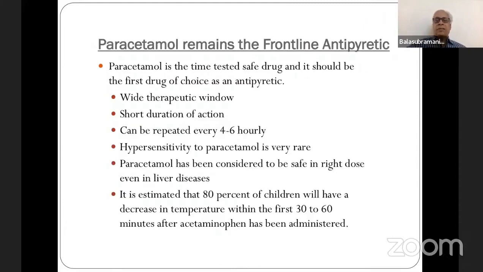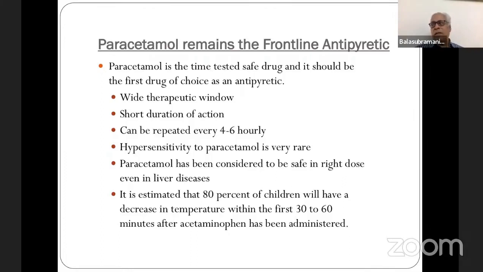Paracetamol, paracetamol, paracetamol. It continues to remain the number one antipyretic. One must be wondering why. Basically, it's a very safe drug. In the pharmacopoeia, one of the safest medicines is paracetamol, or acetaminophen. It has an extremely wide therapeutic window. Conveniently, it acts only for a short period of time. You can repeat it every 4 or 6 hours. And as mentioned by my earlier speaker, hypersensitivity is very rare, but it can occur. Allergy, urticaria, anaphylaxis have all been reported, but it's very, very rare when compared to all other agents given for fever.